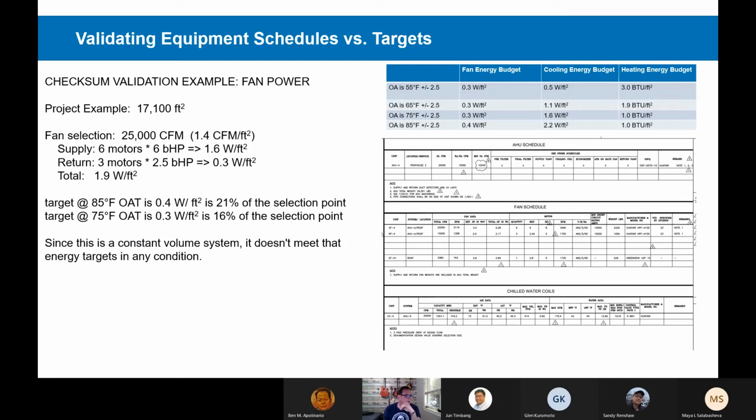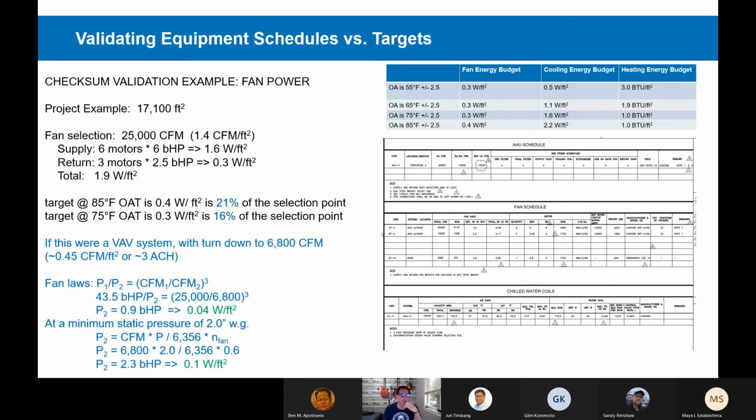So we'll look at fan power. Same example. Our fan power target at 75 degrees is 0.3 watts per square foot. At 85 degrees, it's 0.4 watts per square foot. This air handler is 25,000 CFM. There are 6 supply motors, 3 return motors. So the grand total of the brake horsepower is 1.9 watts per square foot. So this is way over our energy target by a factor of 5 or 6, right?